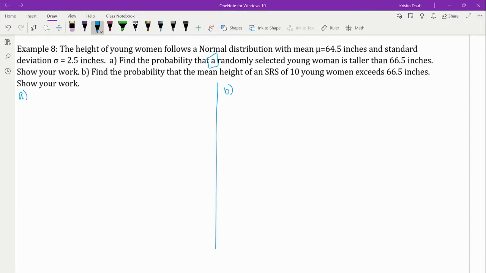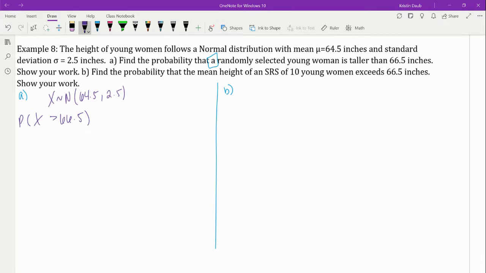Okay, so in part A, I have my entire population. I am just going to randomly choose one young woman, and I want the probability that she is taller than 66.5 inches. So let's just worry about that one, and then we'll worry about part B. I know that X, I'm going to call X the height of the person. I know that it's distributed normally, a mean and a standard deviation. And what the question in part A is asking me is the probability that a single X, one randomly selected woman, is greater than 66.5 inches.